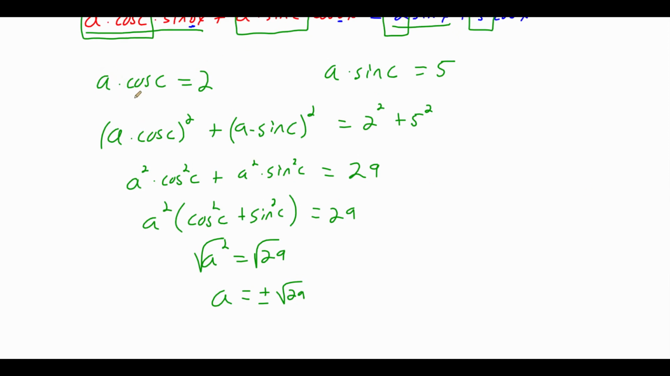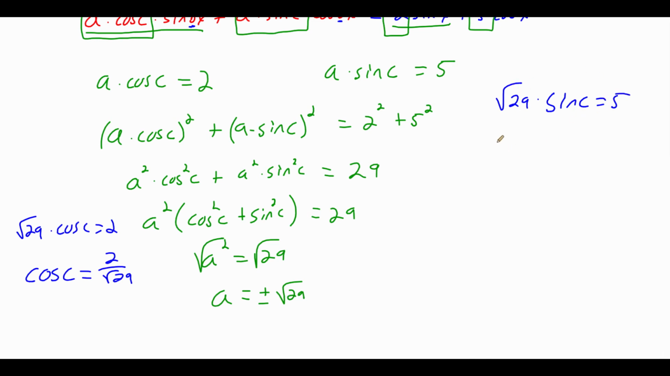So now I'm going to look at this equation where we've got a times the cosine of c equals 2, and we just found our a value to be the square root of 29. So I could rewrite that as the square root of 29 times the cosine of c equals 2. Then I'm going to divide that square root of 29 over to the other side. And that tells me that the cosine of angle c is 2 over root 29. And I can do similar things with this a times the sine of c equals 5. I can fill in that root 29 as my a value times the sine of c equals 5. Divide that square root of 29 over to the other side, so I get the sine of c equals 5 over the square root of 29.